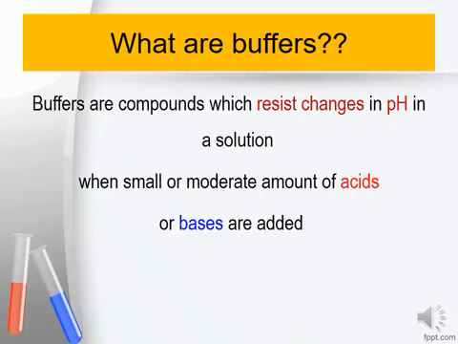Now we are going to have the last topic in pH and buffer, which is buffer. What is meant by buffer? Buffers are compounds that resist change in the pH of a solution when I add small or moderate amounts of acid or base. Again, what is a buffer? These are compounds that resist change in pH when I add a small amount of acid or base.